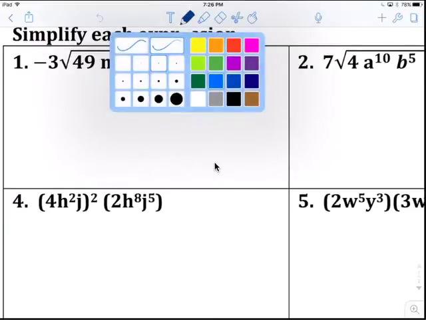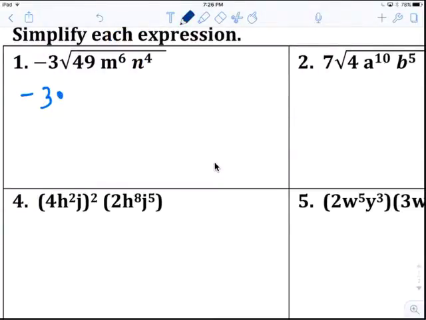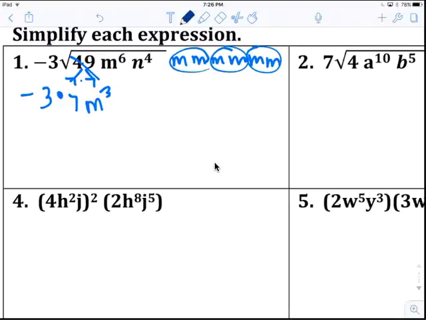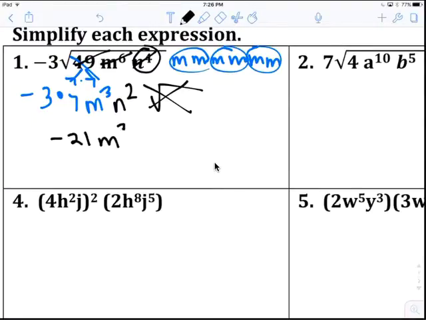Okay, this means -3 times, that's 7 times 7, so times 7. m to the 6, you get 6 of them, so you have essentially 1, 2, 3 pairs, m to the 3rd, and then n to the 4th, so it's n squared. You get 2 pairs of n. So there's nothing left in the radical, so your answer is -21 m cubed n squared.